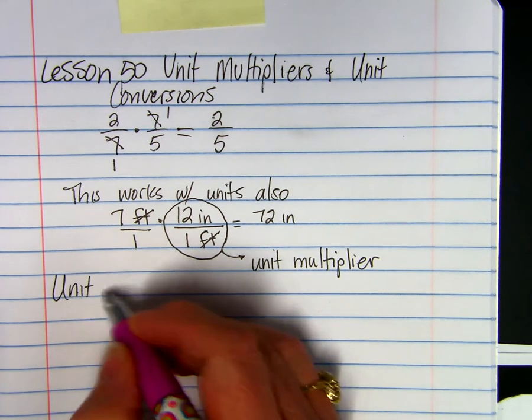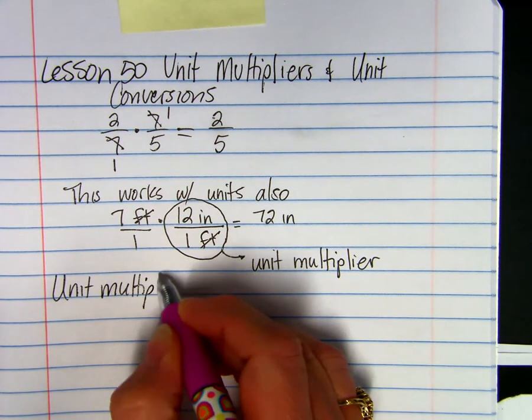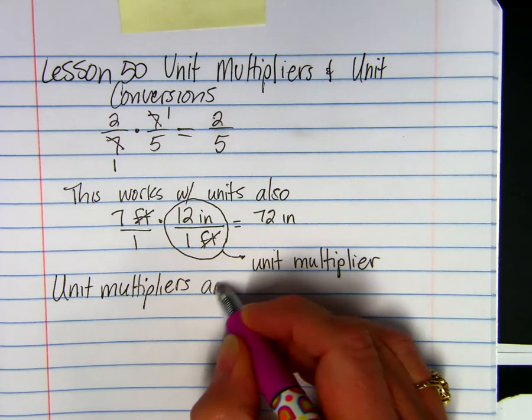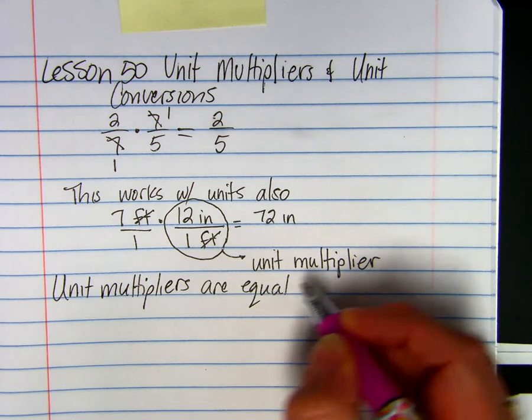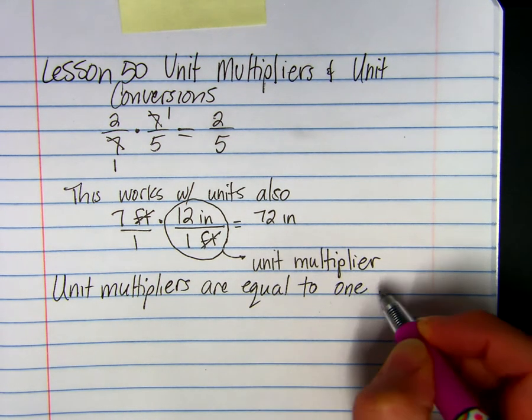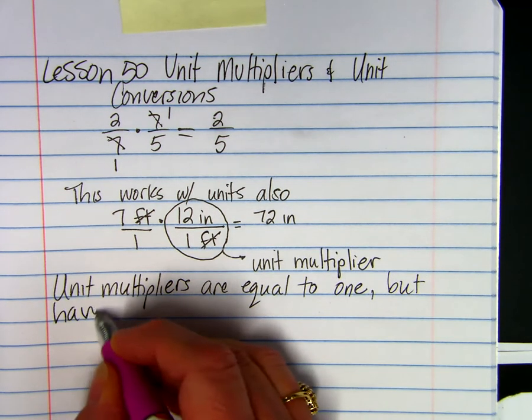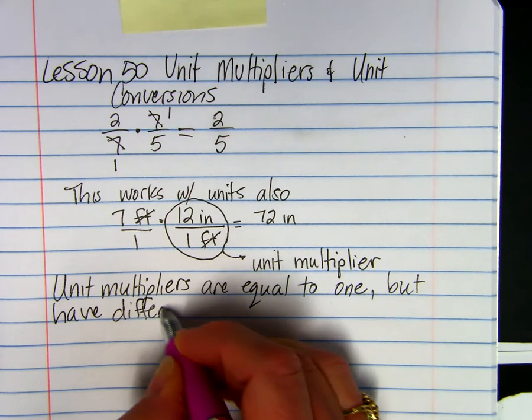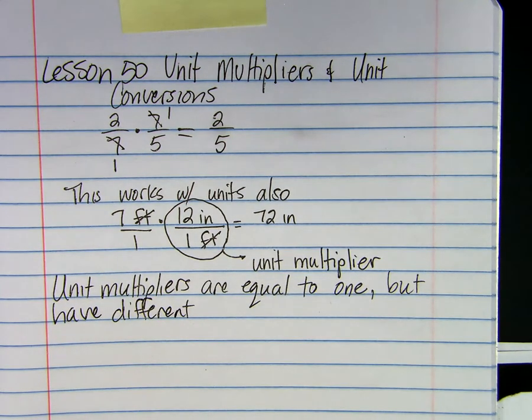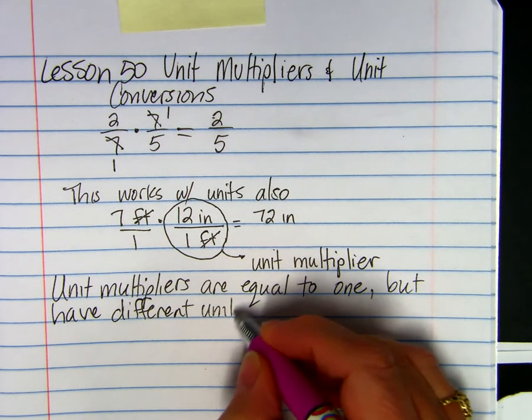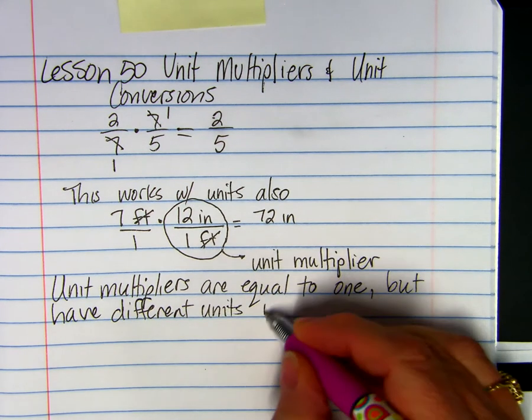Unit multipliers are equal to 1, but have different units in the numerator.